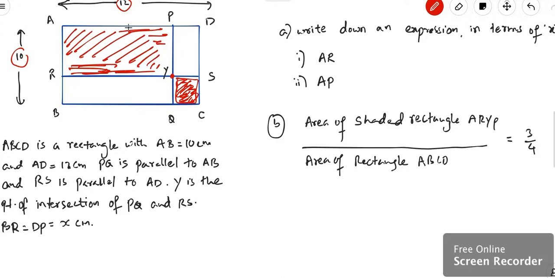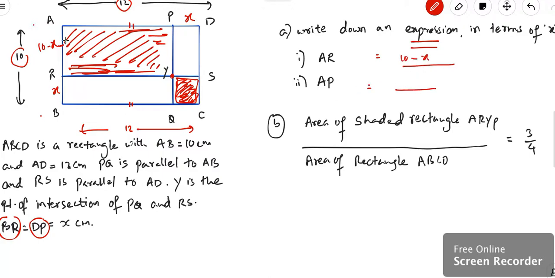We know that in a rectangle opposite sides are parallel and equal, so the entire length is 12. DP is given to us as x centimeters, and BR is also given as x. We need to work out an expression in terms of x for AR and AP. We know AB is 10, and if this portion is x, then this portion is definitely 10 minus x. So AR in terms of x is 10 minus x.